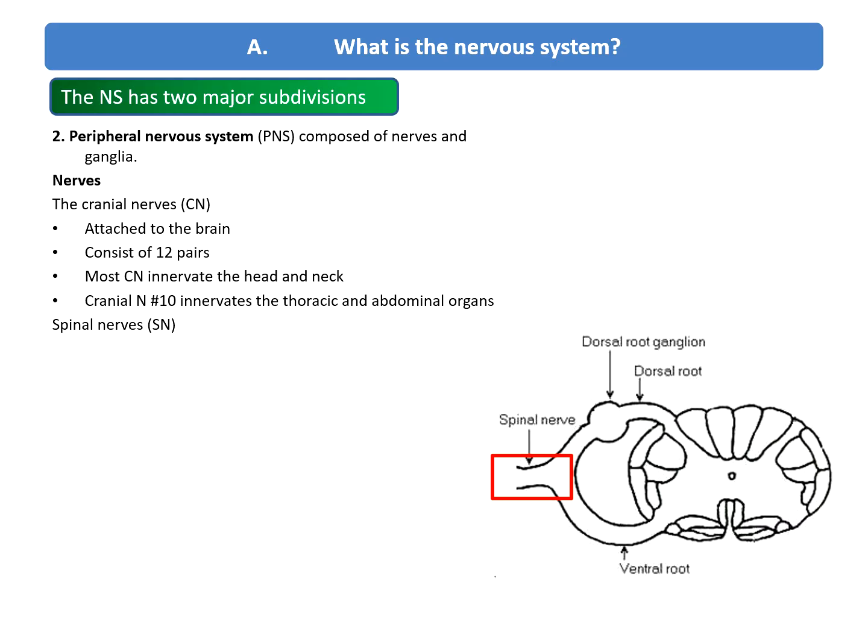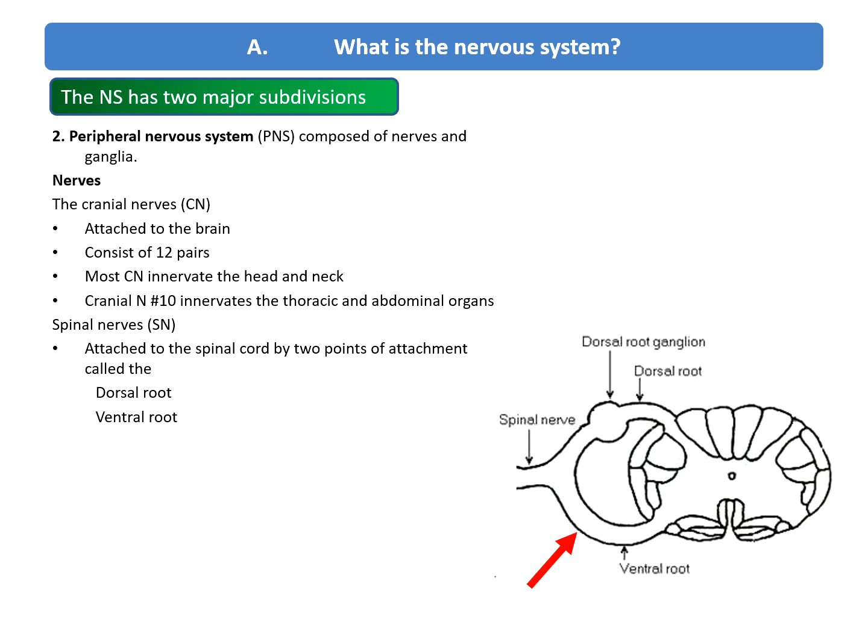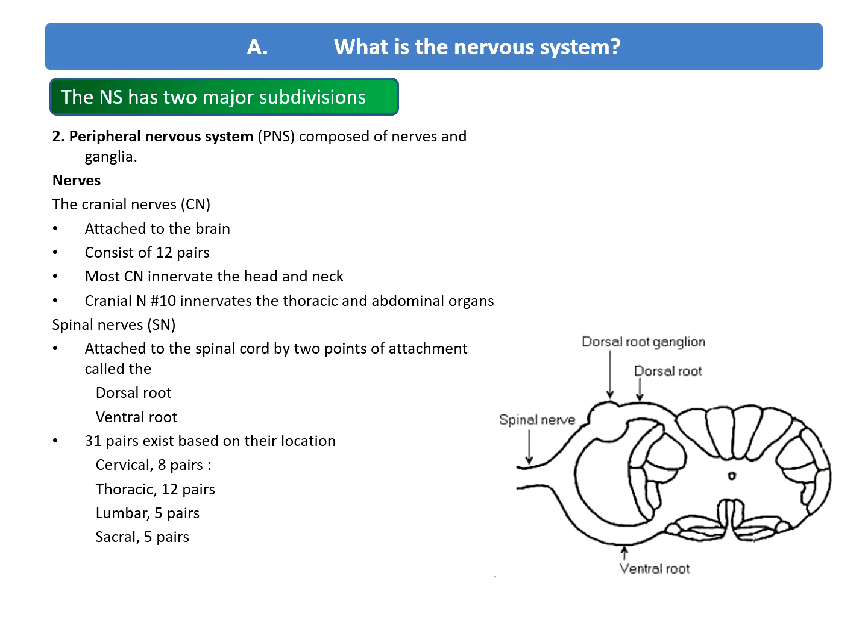The spinal nerves, on the other hand, are attached to the spinal cord by 2 points of attachment, called the dorsal root and the ventral root. 31 pairs exist based on their location. Cervical, for example, includes 8 pairs. Thoracic, 12 pairs. Lumbar, 5 pairs. Sacral, 5 pairs. And coccygeal, 1 pair.